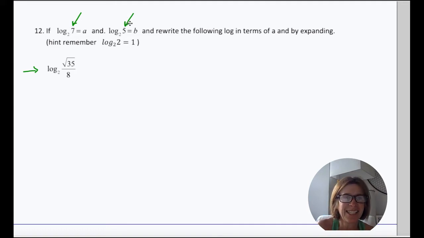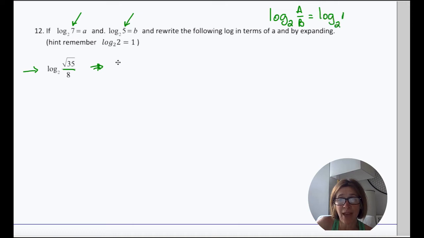And I kind of see that 7 times 5 gives me 35. All right, so what am I going to do first? Well, I might see that it's division, and I might recognize the property of logs that says if you have log base 2 of a over b, then you can rewrite that. You can expand it as log base 2 of a minus log base 2 of b. So I might use that property first. So let's do that. Log base 2 of root 35 minus log base 2 of 8.